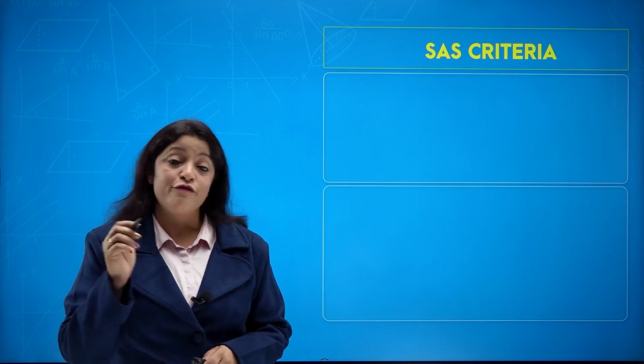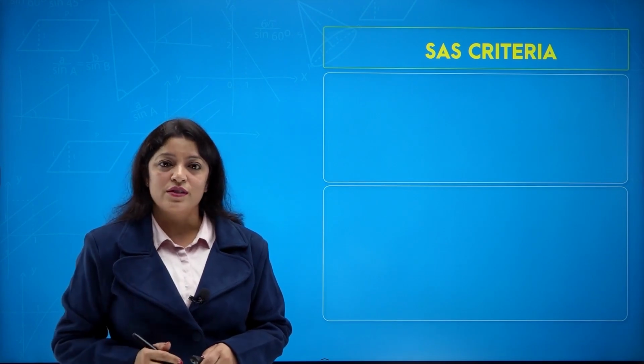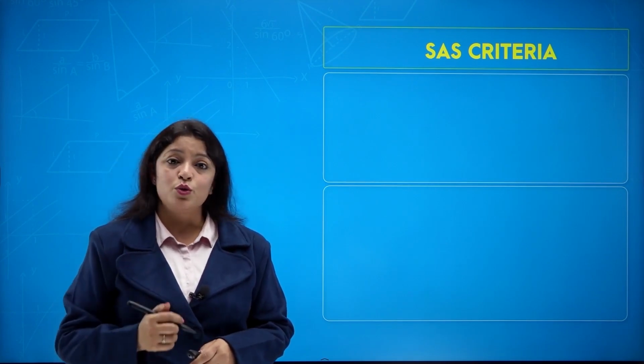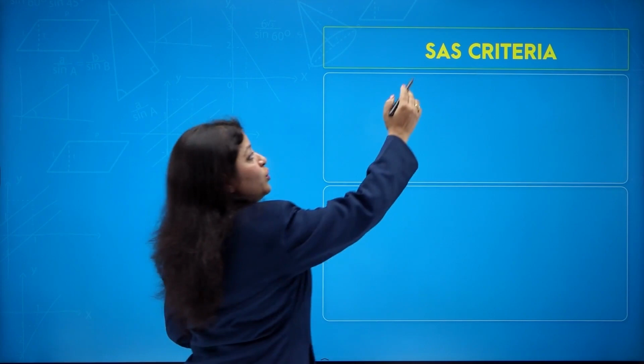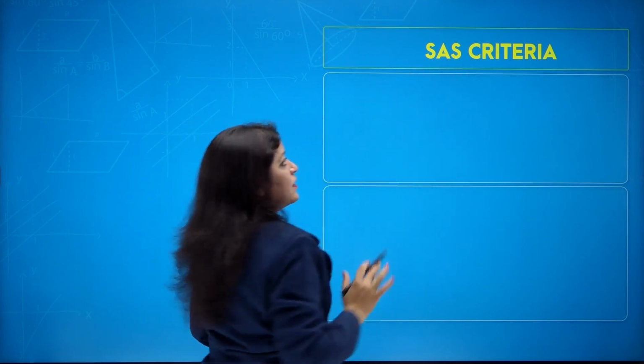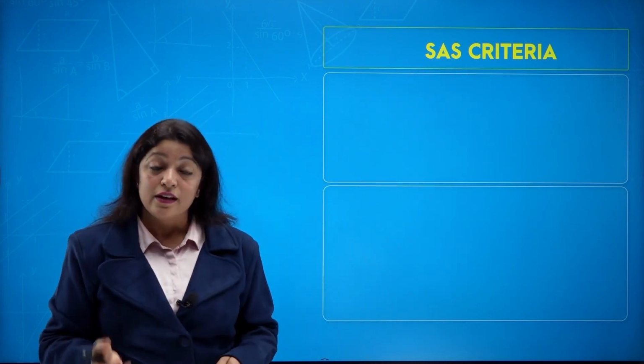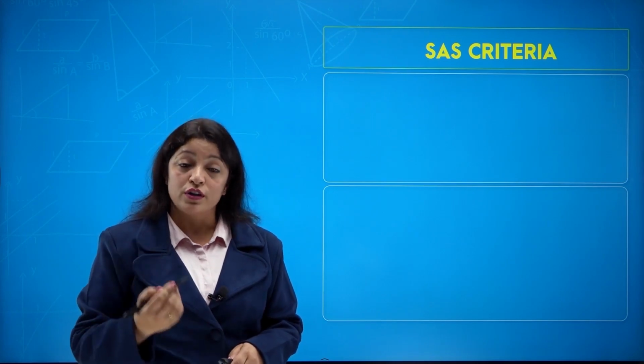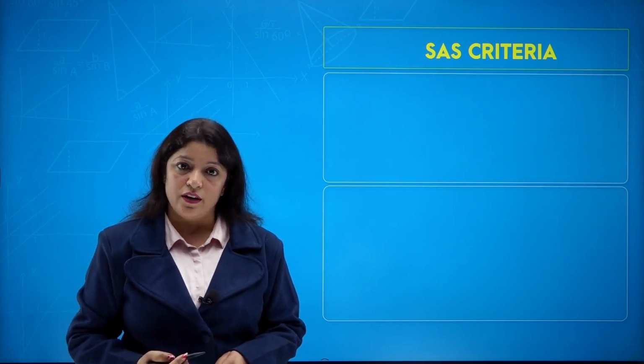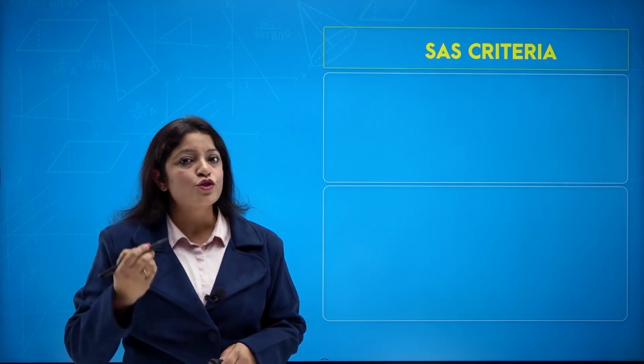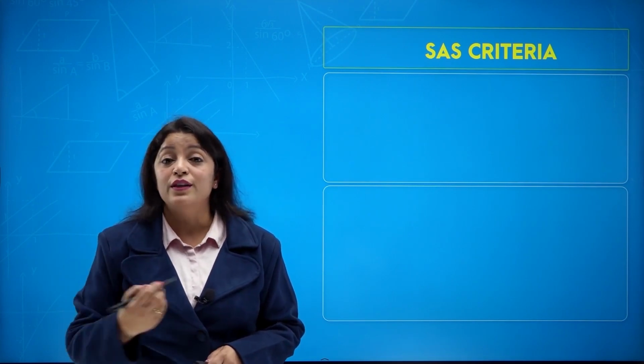But here also a very important thing is to be noticed, that the angle that is given to us is included between the 2 sides. It cannot be any angle. There is a specific property for the triangles to follow SAS criteria. That is, the angle should be included between the 2 sides.